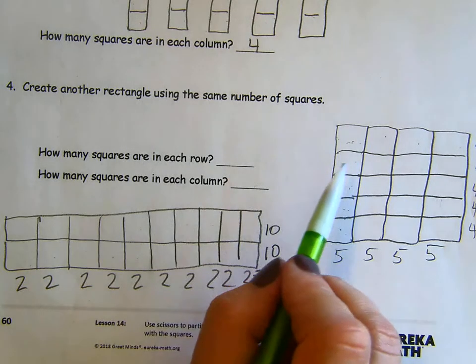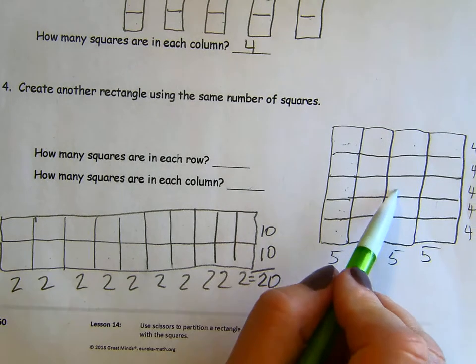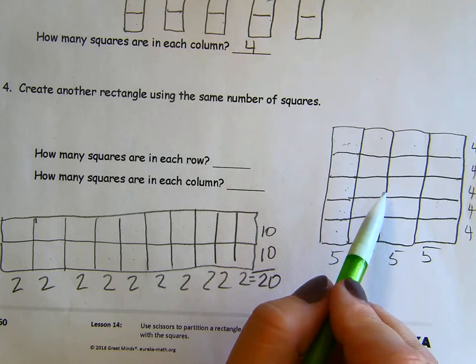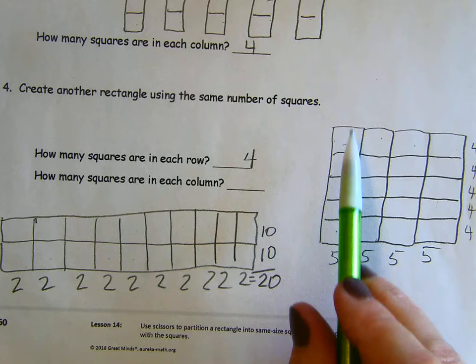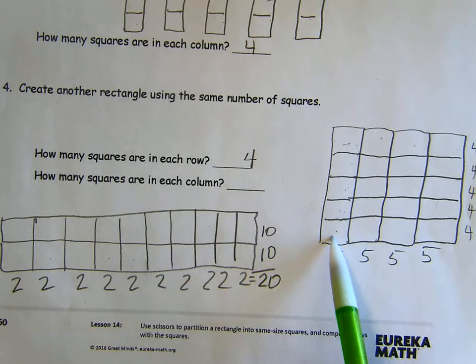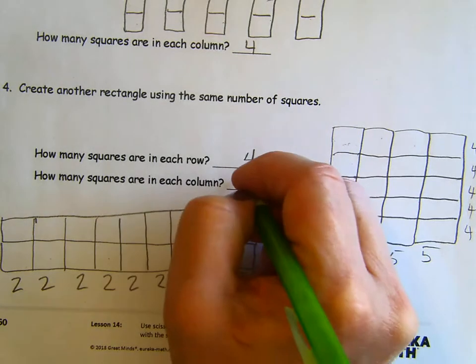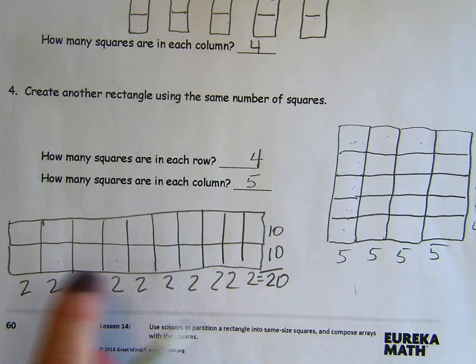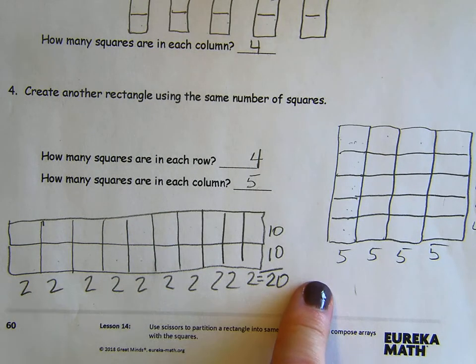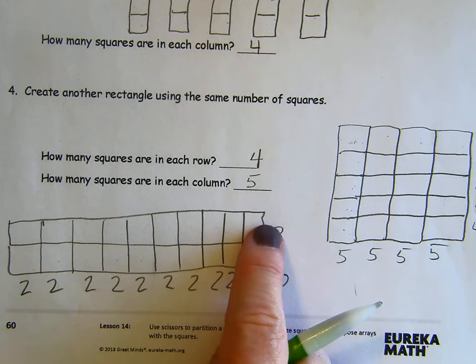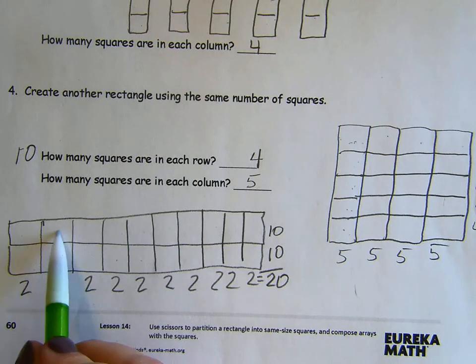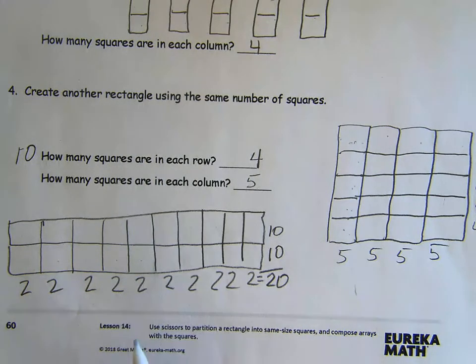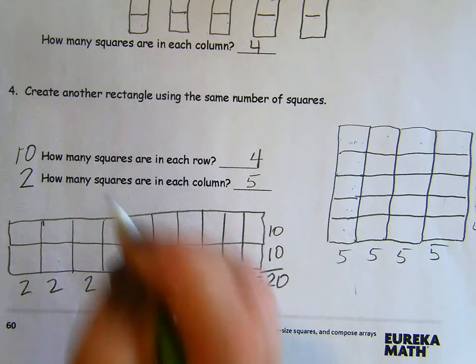So if I did this array, how many squares are in each row? 4. And how many squares are in each column? 5. If I did this array, how many squares are in each row? 10. And how many squares are in each column? 2.